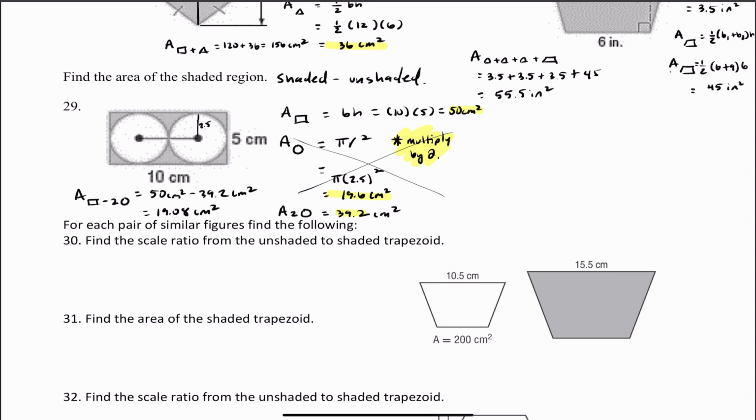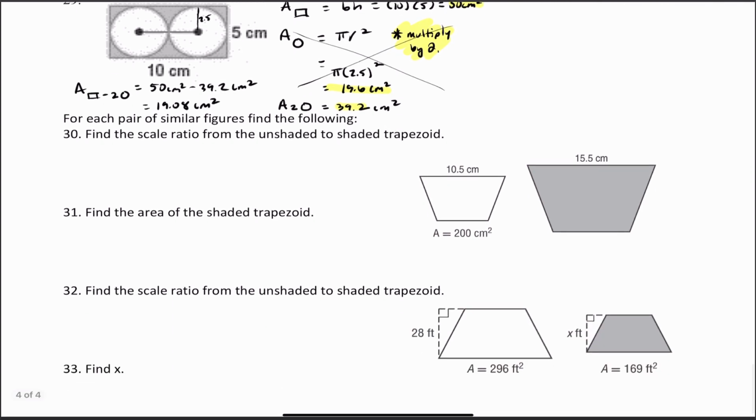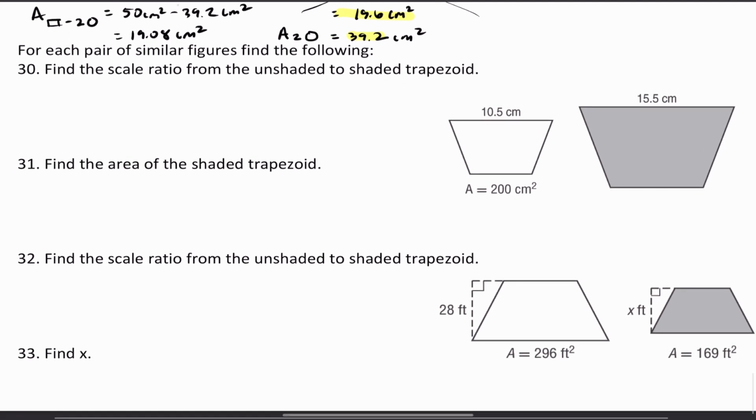Now that we finished number 29, we can move on to the similar situations here. So for each pair of similar figures, find the following. Number 30, find the scale ratio from the unshaded to the shaded trapezoid. When you're dealing with the scale ratio, you need to be looking at the one-dimensional objects. So these two figures are similar to each other, and this is a segment, and that is a segment.